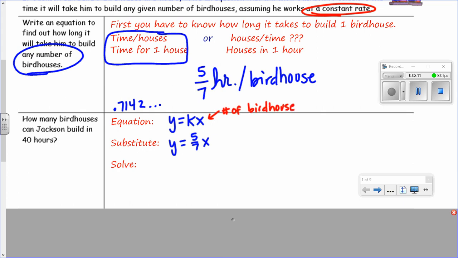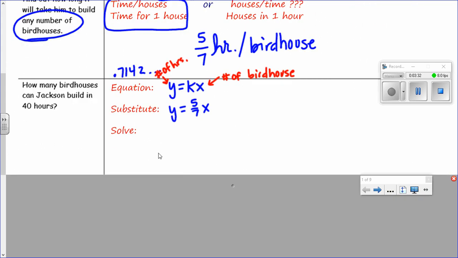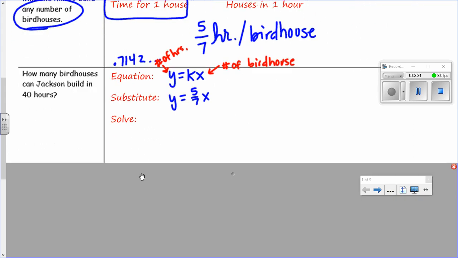And then we know that the hours has got to be our y, number of hours. So, because remember, it's 5/7 of an hour per birdhouse. So it's 5/7 times the number of birdhouses. That will tell me how long it will take me. So the number of birdhouses determines how long it takes me. Okay, let's go ahead and solve it. I know that the hours 40 is going to go here because we said the y is the number of hours. So 5/7 times a number gives me 40.